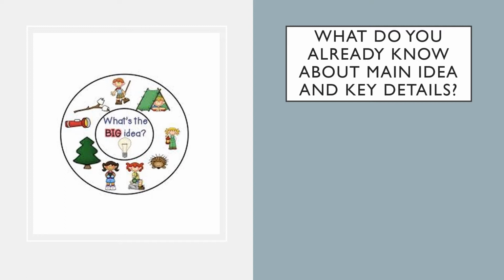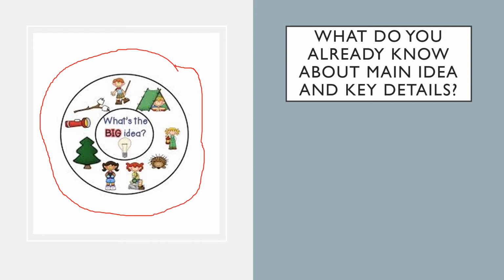All right, so you may have come up with something that kind of goes with this picture over here that says, what's the big idea? We can get the idea of what this main idea is just by looking at the pictures. I see a tent, I see a kid doing outdoor things, s'mores, a flashlight, a tree maybe for the forest. Here's a girl, two girls doing outdoor things, maybe a porcupine, and somebody with a lantern. My guess is the main idea of this picture is camping. And that's exactly what the main idea is.